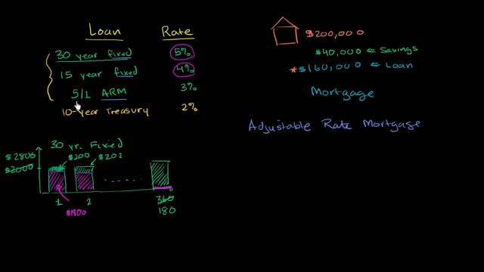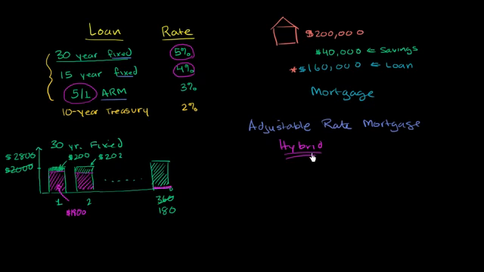And when someone tells you about a 5-1 ARM, they're actually talking about something called a hybrid ARM. But the general idea behind an adjustable rate mortgage is the amount of interest you pay on your remaining balance will change, and it will change according to some index. The most typical types of adjustable rate mortgages are things like this hybrid ARM. So this is a hybrid.